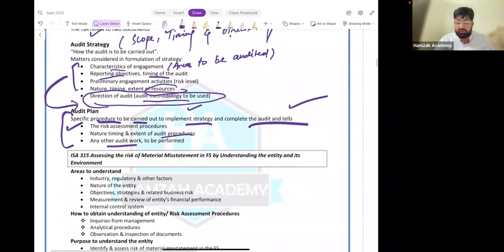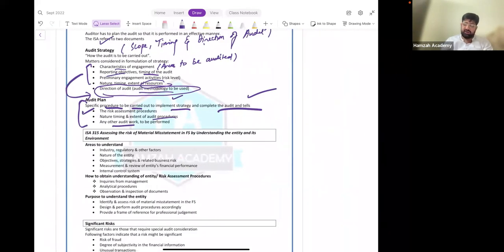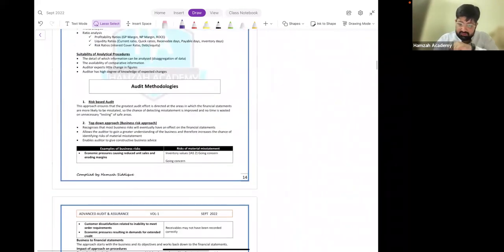Now we are going to discuss audit methodologies. That is the next topic. Okay, audit methodologies. Here is the topic of audit methodologies.